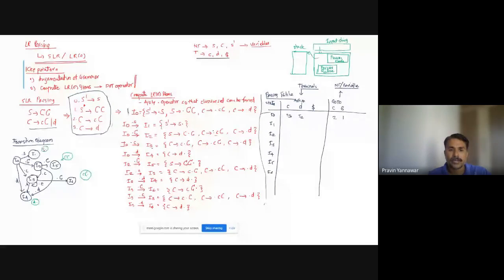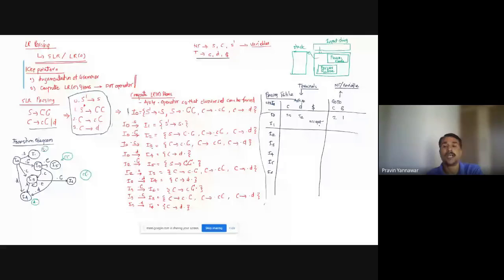Now look at I1. With I1, we are not going anywhere. I1 is completely reduced. S is completely reduced, and it is followed by dollar. So we write accept, because S is getting reduced completely.